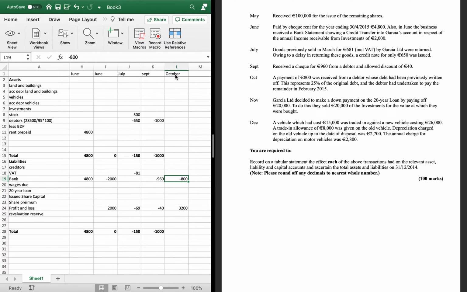So the full amount is bad debt recovered. Bad debt recovered goes in other operating income, so that would increase your profit. So debtors goes up by the difference, which is 2,400, and that will then balance at 2,400.